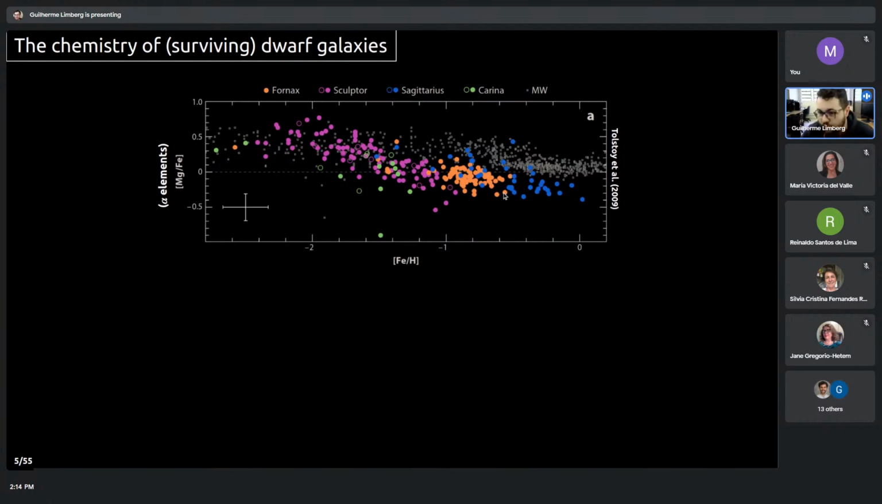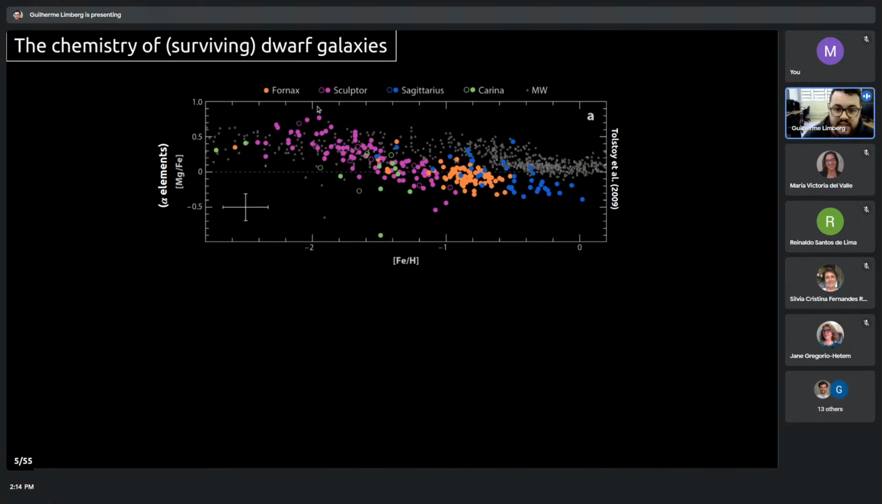And we can see that overall, the stars from these dwarf galaxies are more metal poor than the bulk of the stars from the Milky Way, which are represented here by the gray dots. But the most important feature from this figure is that, independent of metallicity, here represented by the ratio of Fe over H, stars from these dwarf galaxies have lower ratios of magnesium over iron. Magnesium here is representative of alpha elements. And this is a consequence of the different chemical evolution history that these dwarf galaxies experienced.